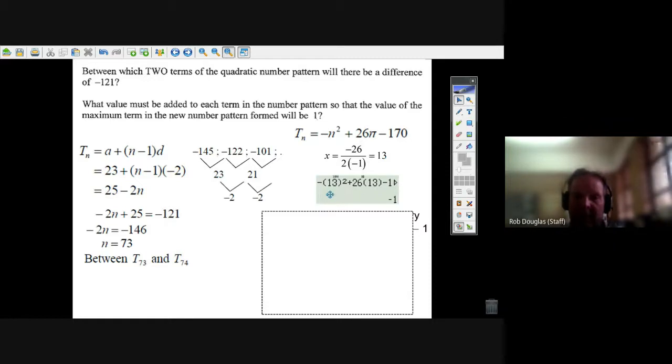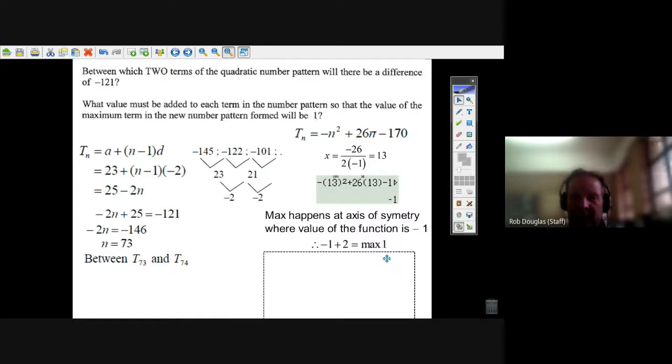Let's see what that maximum value is. Well, you put in 13 and minus 170, put it in your calculator, and it tells you minus 1 is the maximum. Well, what would we have to do to minus 1 to turn it into a maximum of 1? Well, the answer is you'd have to add 2 to make a maximum of 1. That happens right at this axis of symmetry, minus b over 2a.